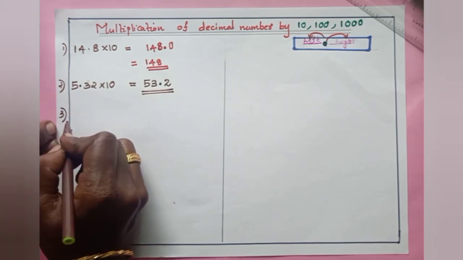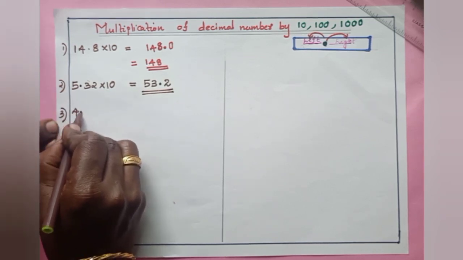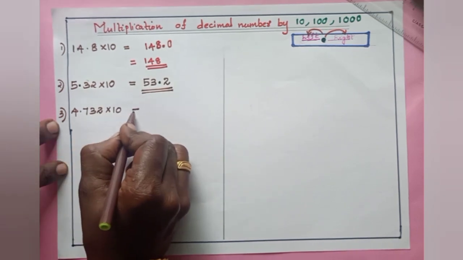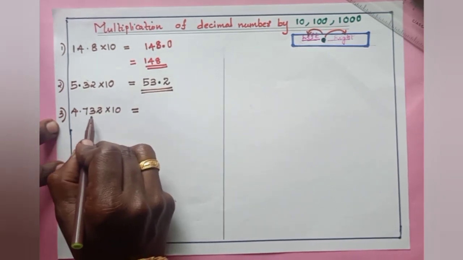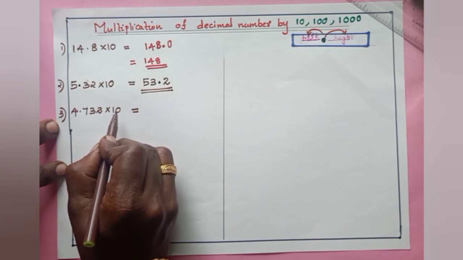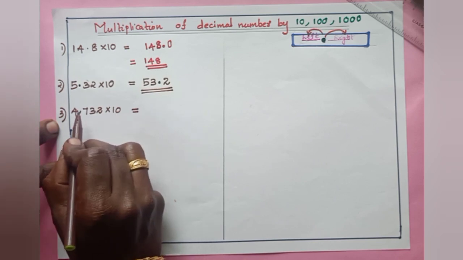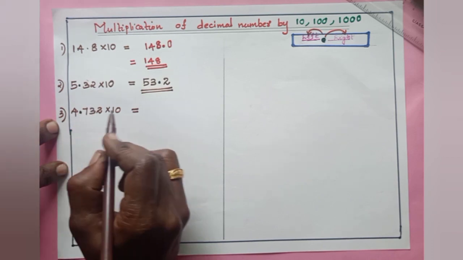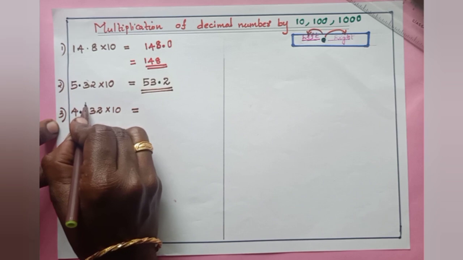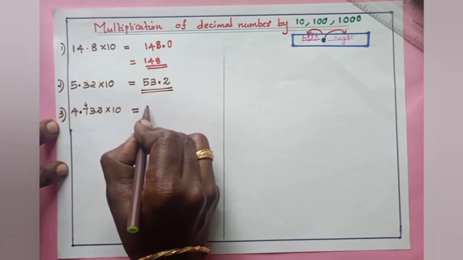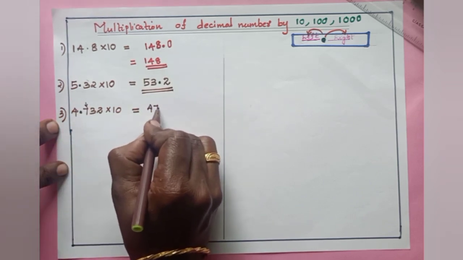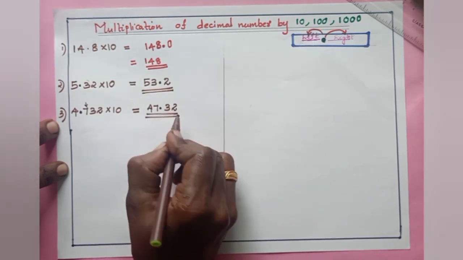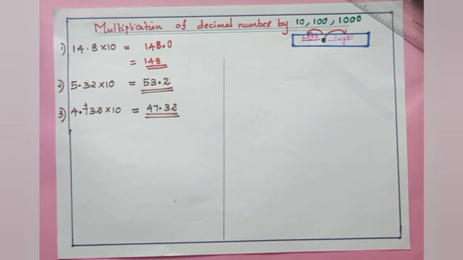One more question. Listen. 4.732 into 10 equal. So into 10, here 1 zero. So the decimal point moves to the right by one place. This is the first place, move one place. So we get 47.32. Okay. Next listen.